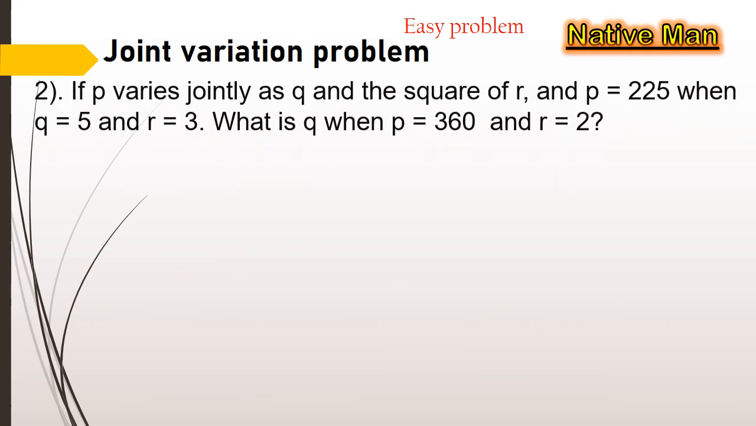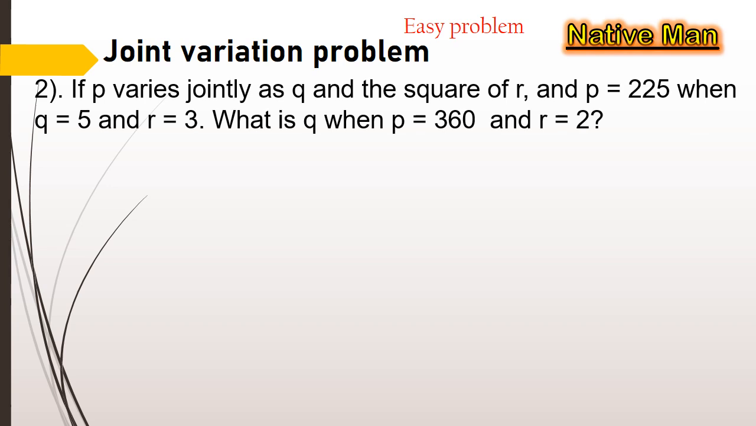Okay, second example. If p varies jointly as q and the square of r, and p is equal to 225, when q is equal to 5 and r is equal to 3, what is q when p is equal to 360 and r is equal to 2?